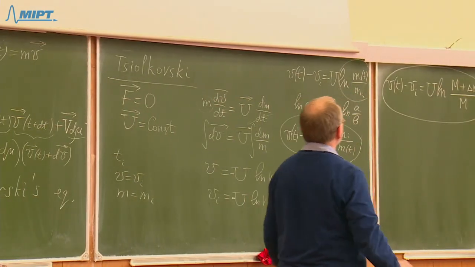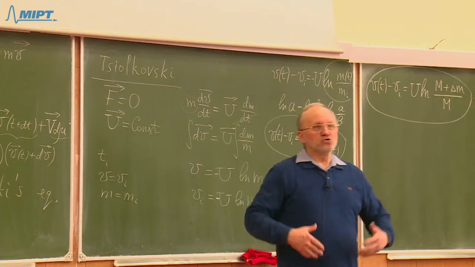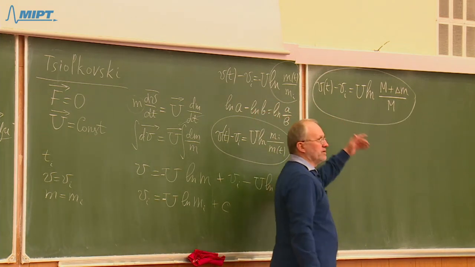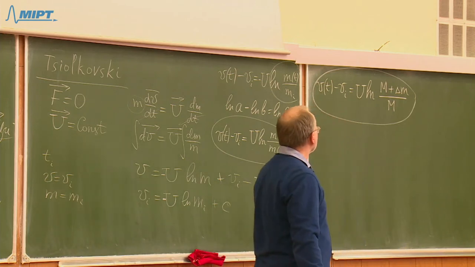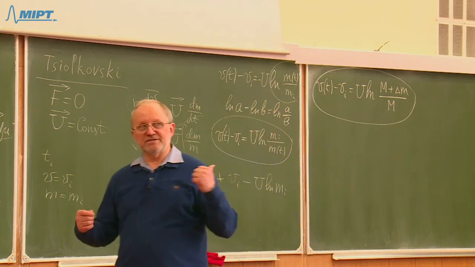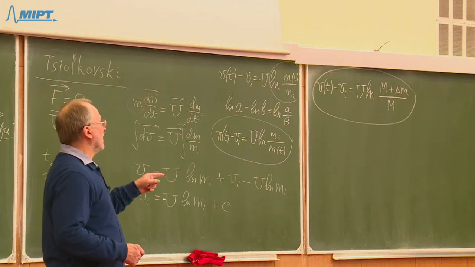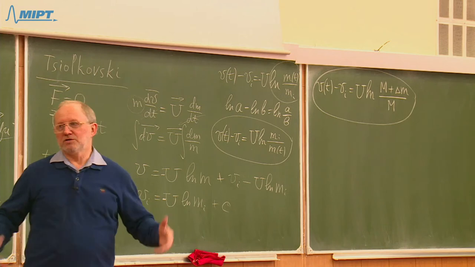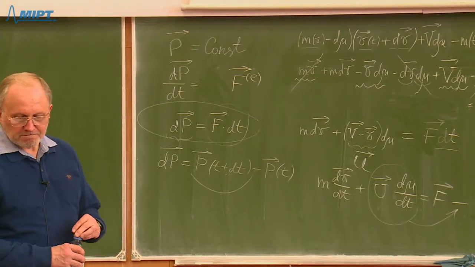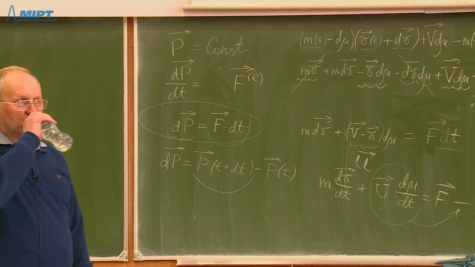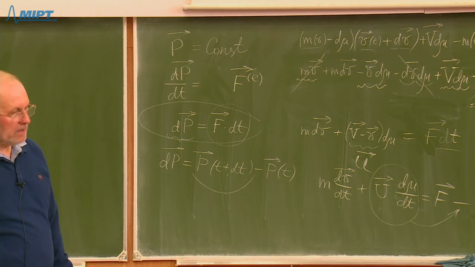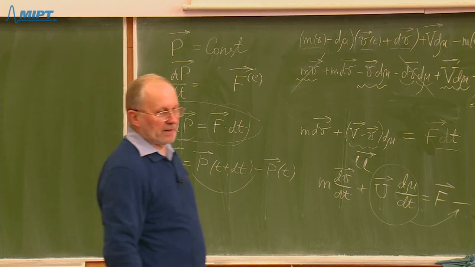Tsiolkovsky was the first scientist to consider rocket motion and to prove that using rockets, it's possible to arrange interplanetary travels. It's possible to fly to the Moon and to Mars and to other planets. Tsiolkovsky was the first scientist who proved that this is possible. And he showed the way, the method, how to solve this problem, how to realize interplanetary travel. So that's the Tsiolkovsky formula for the rocket motion.